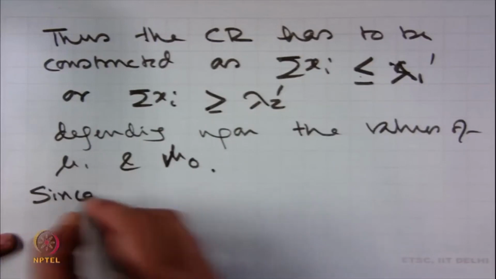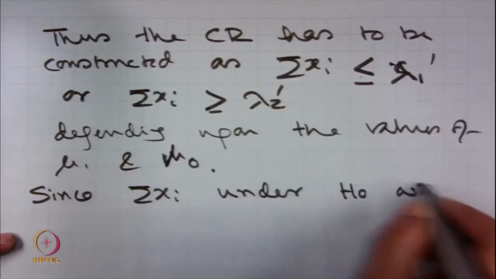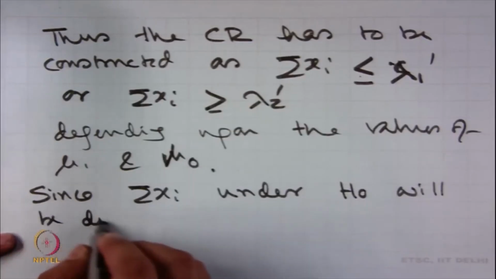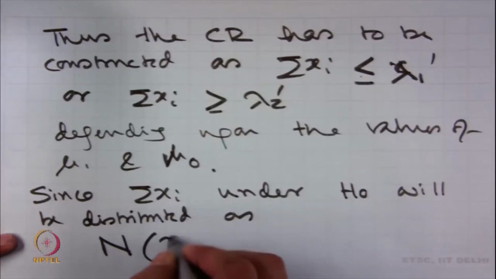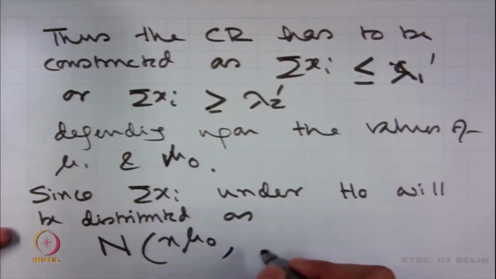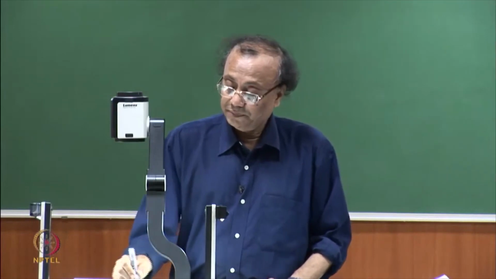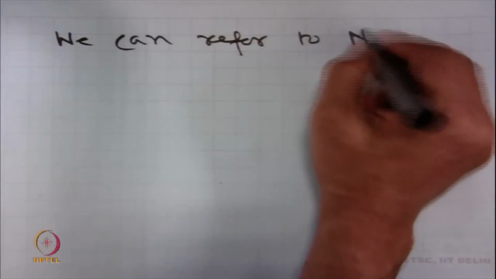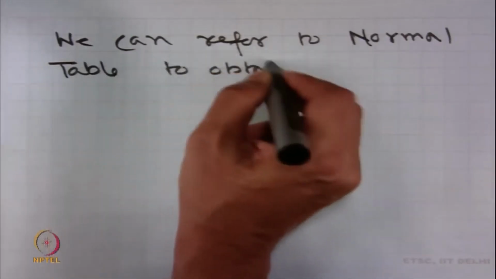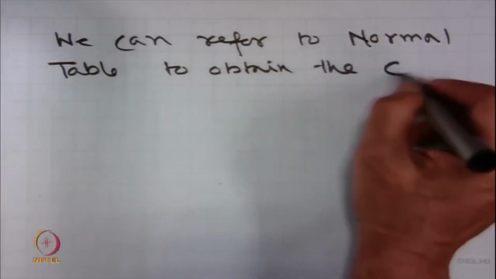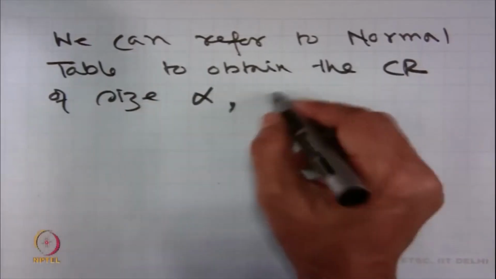Since sigma xi under H naught will be distributed as normal with n mu naught and the variance is going to be n sigma square, we can refer to normal table to obtain the critical region of size alpha for a given alpha.